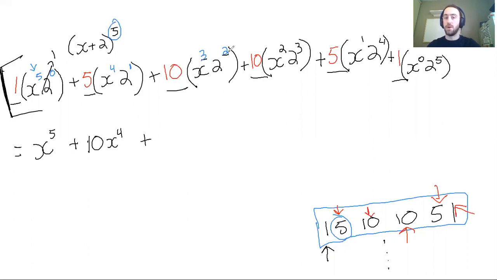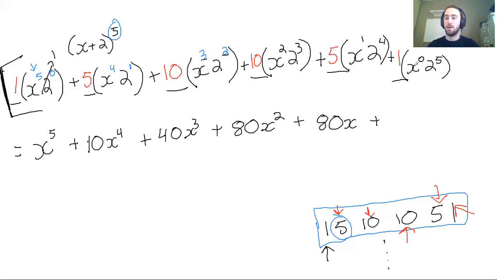Here, we have 2 squared, which is 4, times our 10, which is 40, x cubed, plus here we have 2 cubed, which is 8, times our 10, which is 80. And then we still have our x squared as well. Here we have 2 to the power of 4, multiplied by 5, which is 80 as well. And we're left with x to the power of 1, which is simply x.